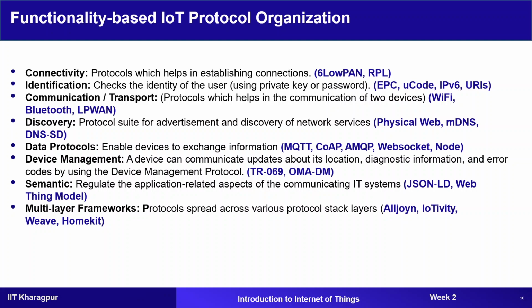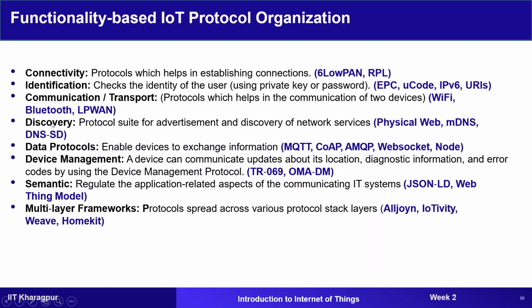After that, discovery protocol. In a network there are various kinds of services which are needed by your IoT devices. In order to discover those services which are present, the protocols used by your IoT devices are called discovery protocols, and the examples of discovery protocols are physical web, mDNS, DNS-SD.